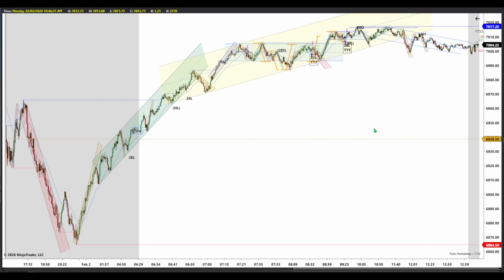February 2nd, 2026. This is the S&P 500 E-Futures Mini on the 2002 chart using NinjaTrader 8. This is what the chart looked like today. The only economic data that came out was around 7 o'clock Pacific Standard, which is right about here. It didn't really do anything to the market other than that.